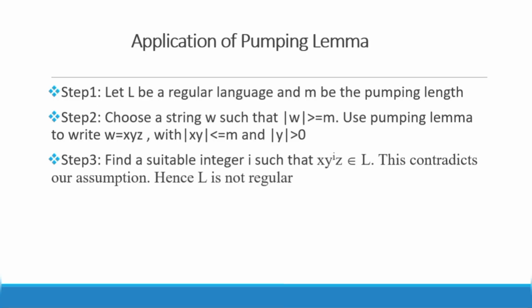To prove a language is not regular, in Pumping Lemma, proof by contradiction is used. We will start by saying that the language is regular. Here are the steps. Step 1. Let L be a regular language and m be the pumping length. Step 2. Choose a string w such that |w| ≥ m. Use Pumping Lemma to write w = xyz with |xy| ≤ m and |y| > 0. Step 3. Find a suitable integer i such that xy^i z does not belong to L. This contradicts our assumption, hence L is not regular.